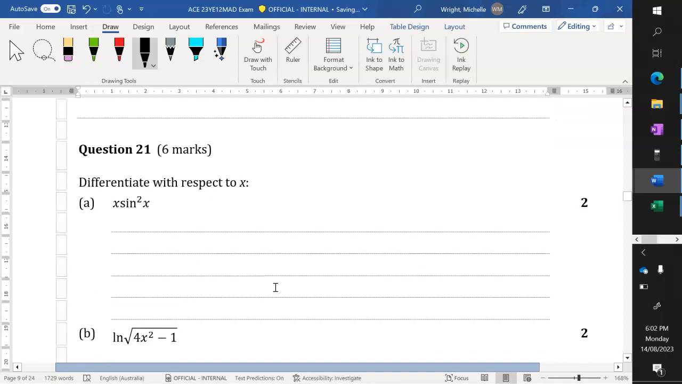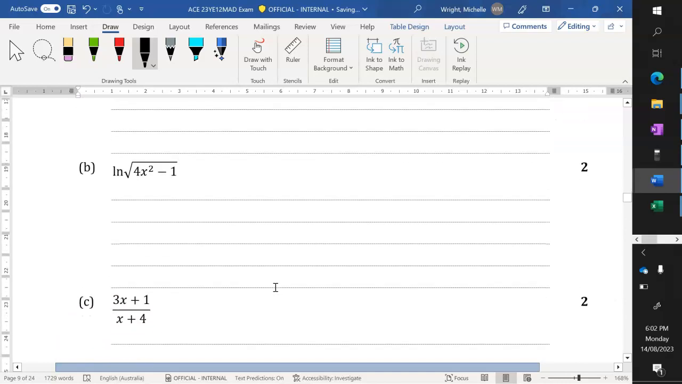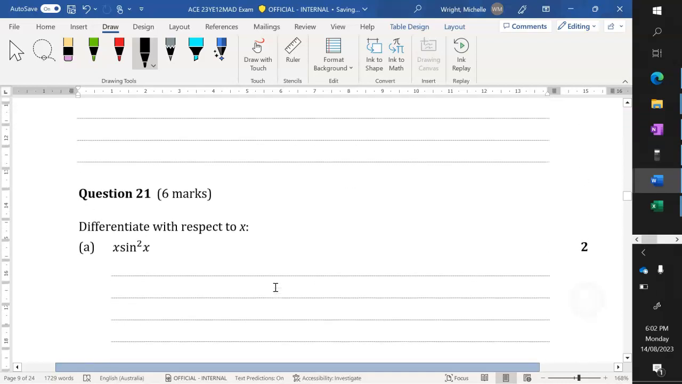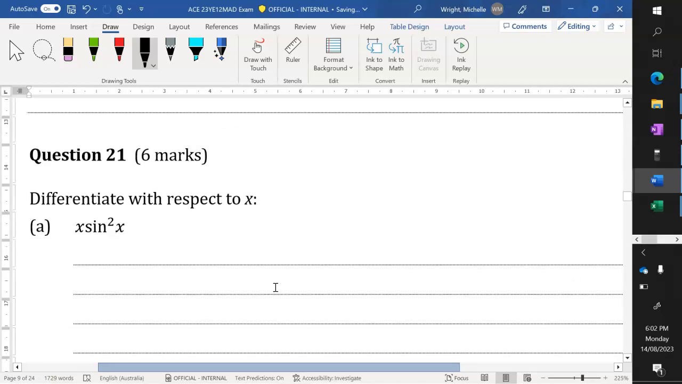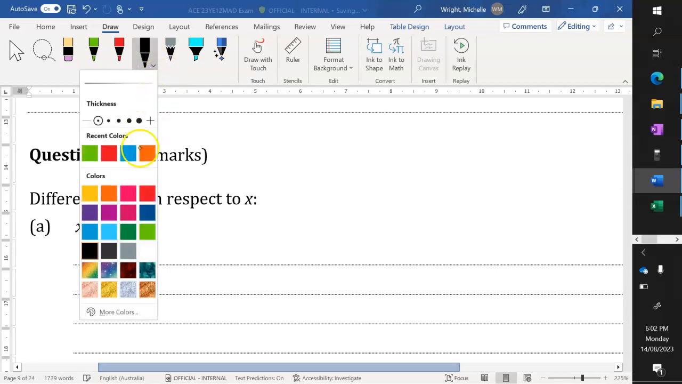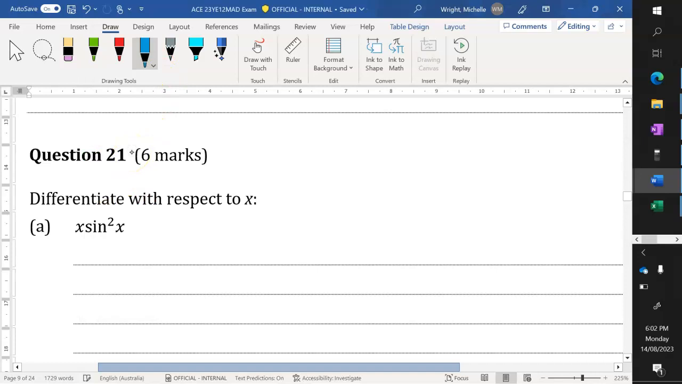Okay, the next one. Overall, most of these 3 were done fairly well, but there's something I need to show you on this first one, and it's saying differentiate with respect to x. It's something that I think nearly every single person got incorrect on this question. So obviously x happens in 2 places, so it is a product rule. So u is going to be equal to x, v is going to be equal to sine squared x. U dash is going to be equal to 1. V dash, this is where we went wrong.